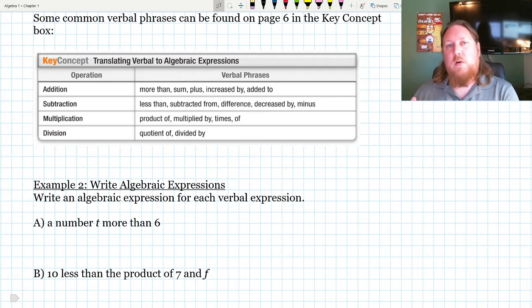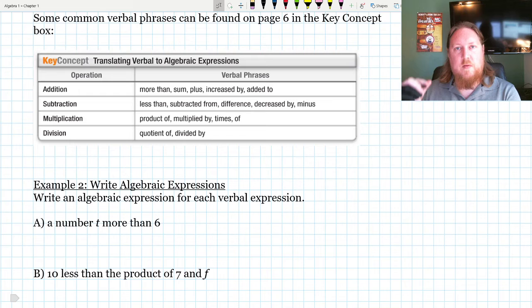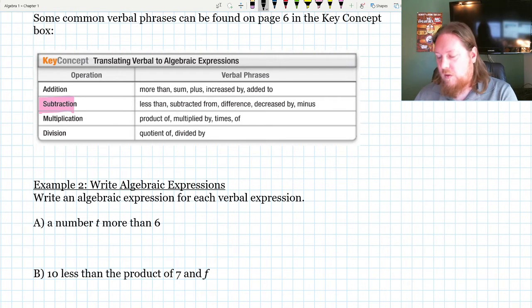But these verbal phrases are important whether you're translating from an algebraic expression to a verbal phrase, or from a verbal phrase to an algebraic expression. And we're going to start out practicing those things. There are some tricky bits in here, and the tricky bits mostly come from subtraction. So if you ever have one of the subtracting ones, really stop for a second and make sure that you know what's going on. And I'll probably do an example for you here.